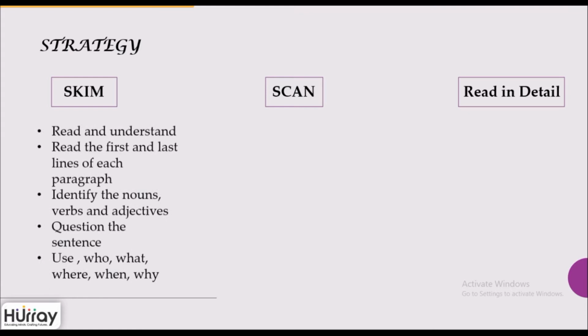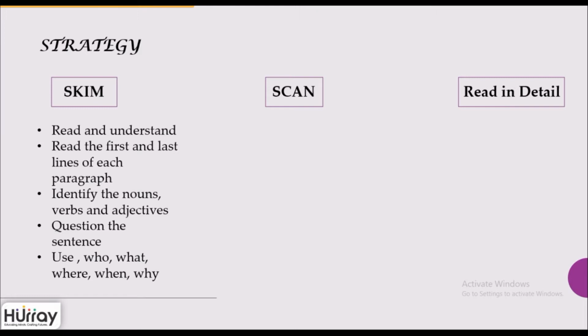The strategies to answer this type of question are as follows. You can begin by skimming or scanning or reading in detail. Now, what exactly are these 3 strategies? For skimming, you need to read and understand the overall meaning of the text. So read the first and the last lines of each paragraph. They will give you a brief gist and the main idea of what the text is about.